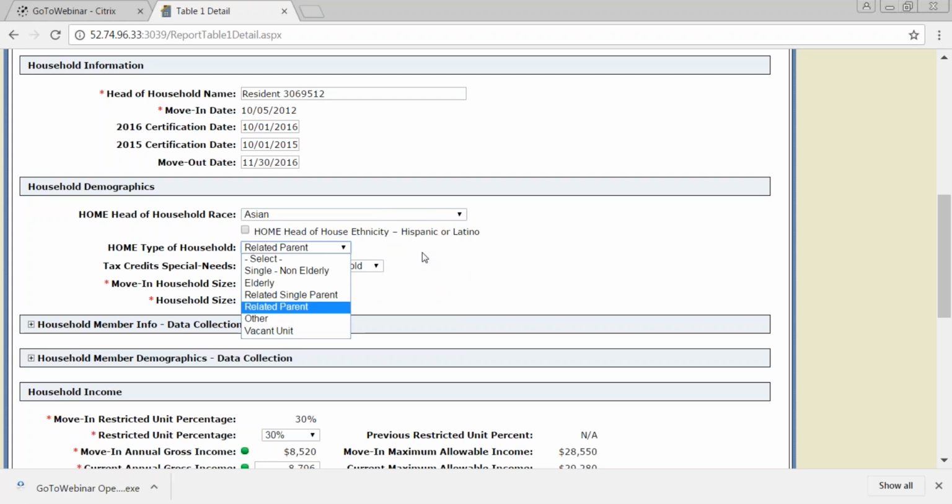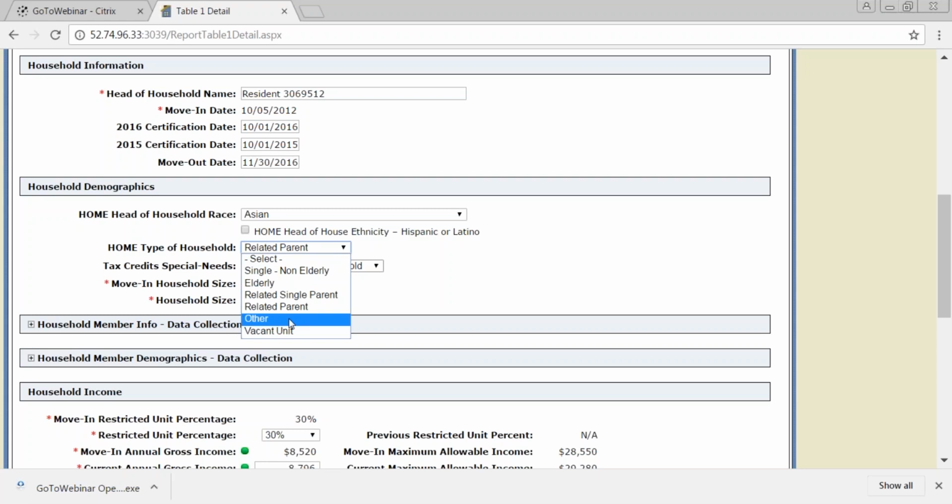A single non-elderly is a single person who's under the age of 62. Elderly is a one or two person household with at least one person over the age of 62. Related single parent is a single parent household with at least one child under the age of 18. Related parent is a single parent, or is two parents, I'm sorry. Other would be cases like, for example, you may have two roommates that are living together, but they're not parents and not elderly.